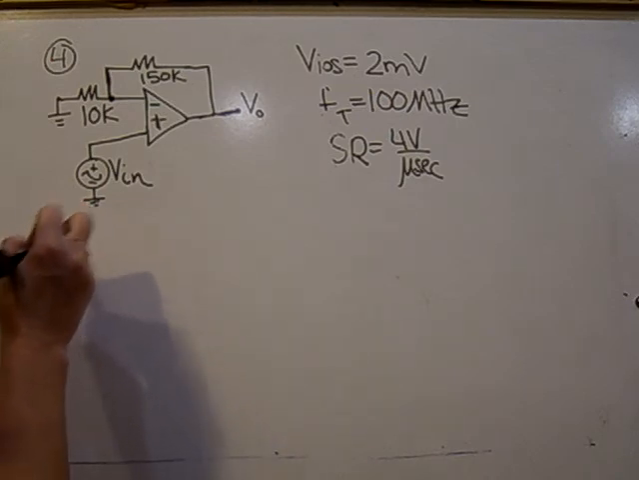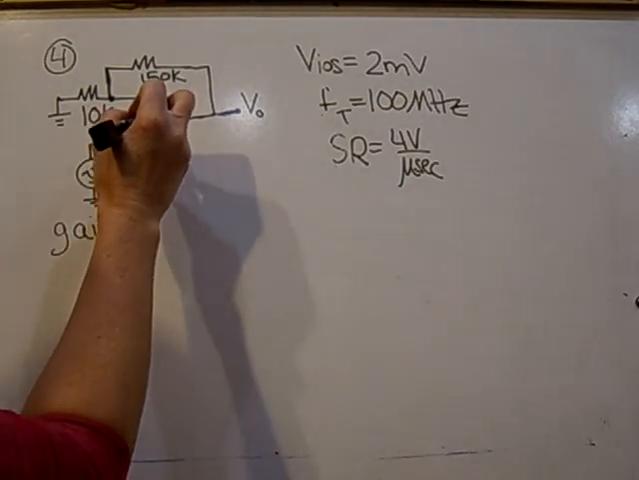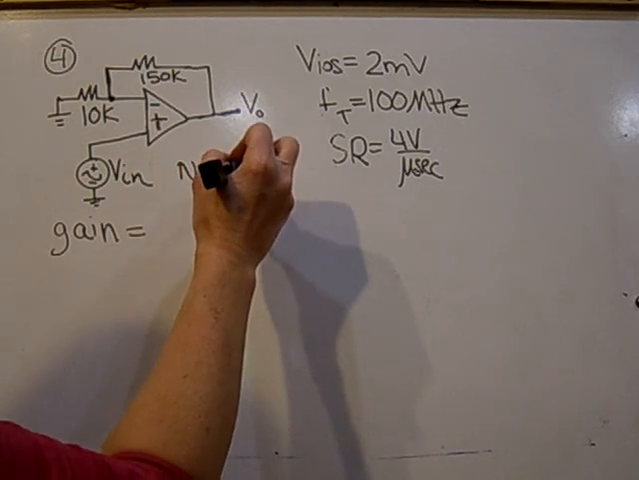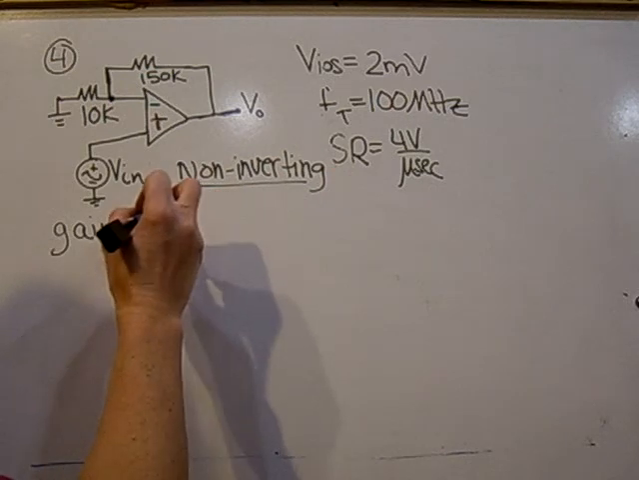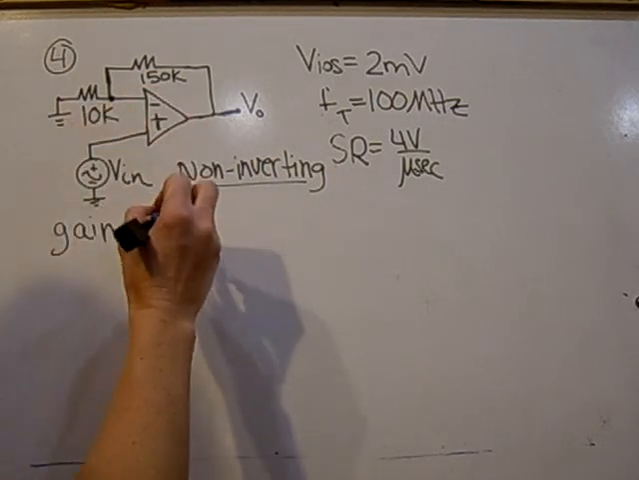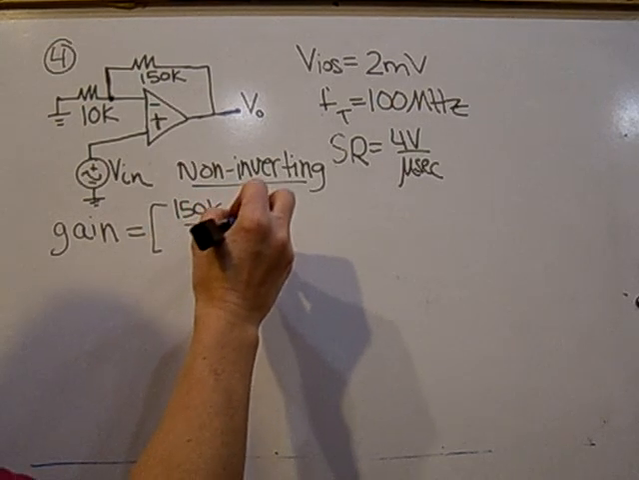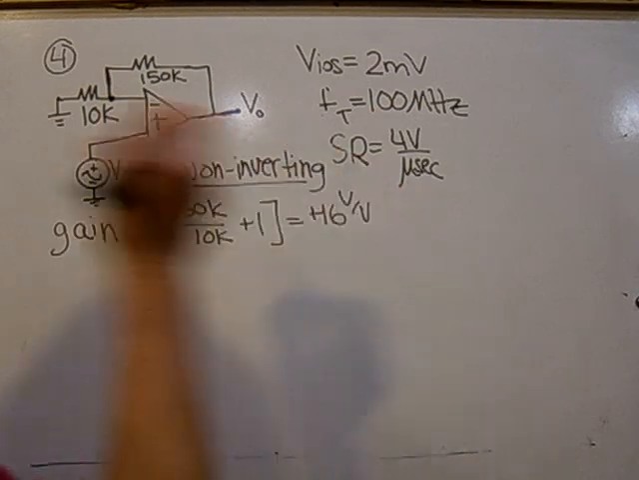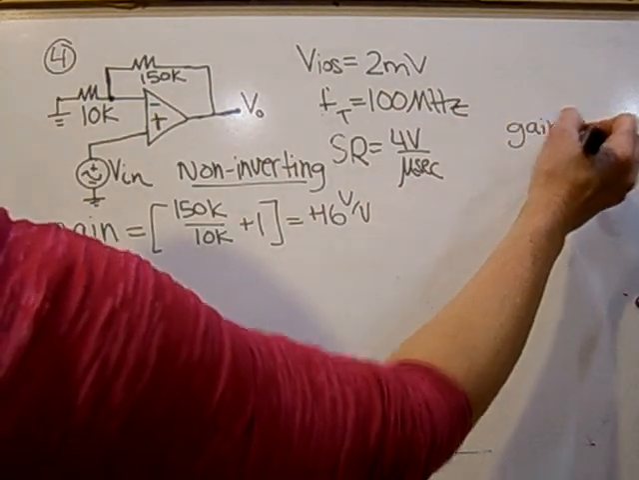So the first step is to find the overall gain of the circuit. The input is coming in at the positive terminal, so therefore it is a non-inverting amplifier. So 150K over 10K plus 1, which gives 16 volts per volt. So the gain is 16 volts per volt.